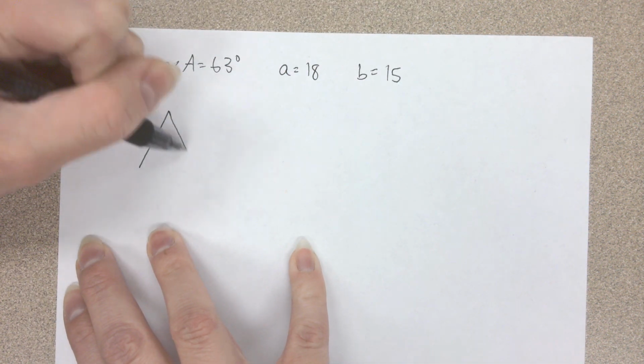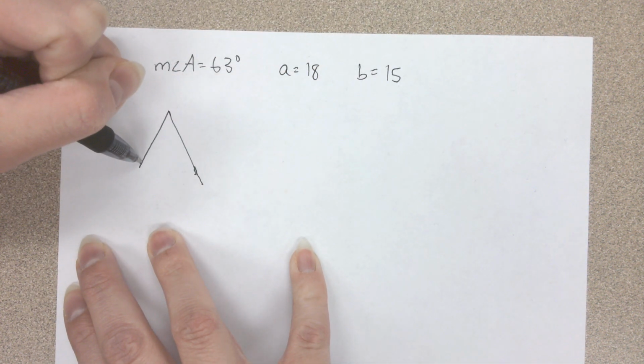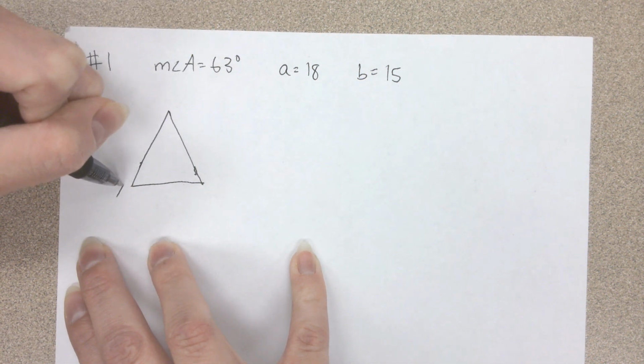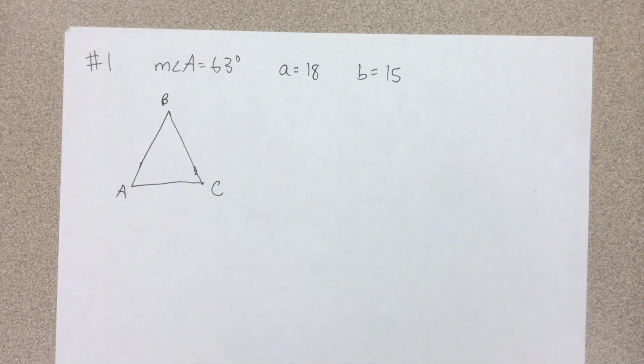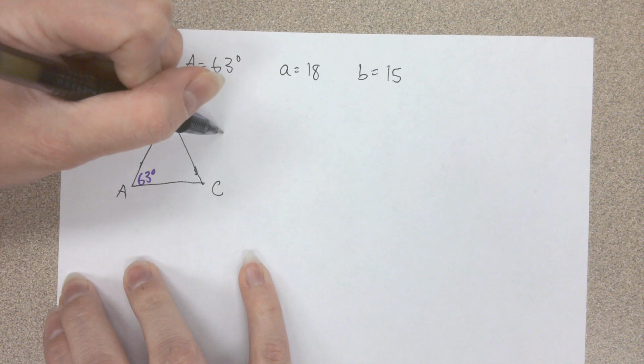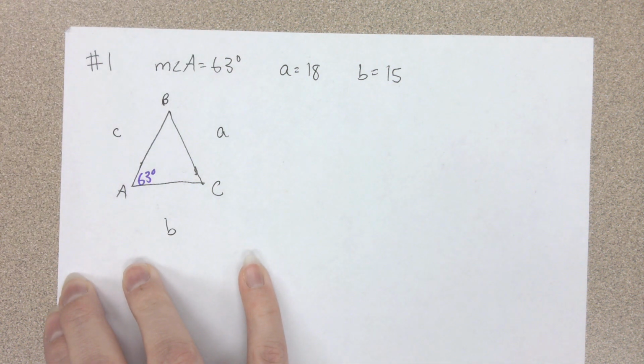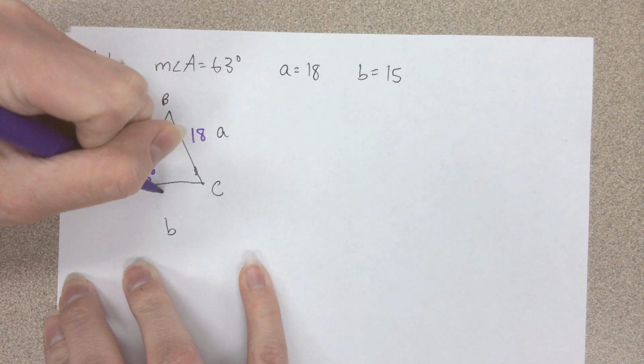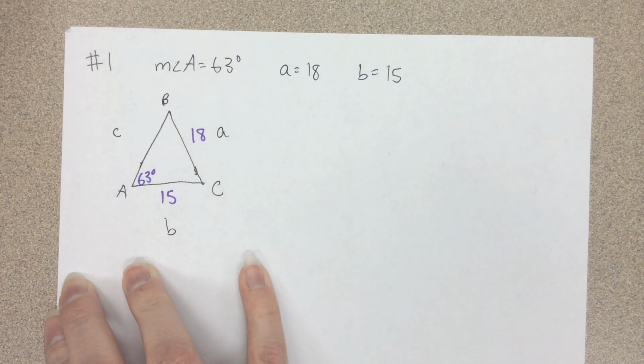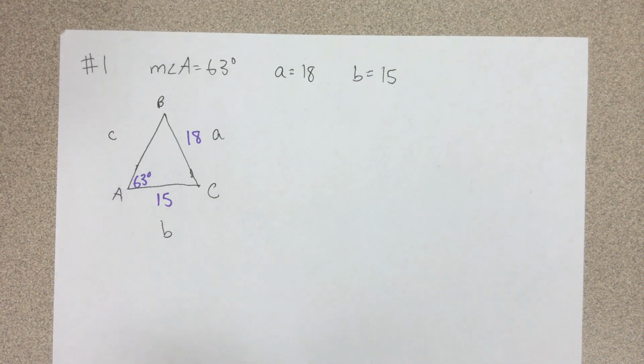So first off, I'll just draw my triangle, see what we're working with here. And we have A, B, C. A is 63 degrees. Oh, and I forgot to label the sides. a, b, c. Side a is 18, side b is 15, side c we don't know. So these are the 3 givens. Before we do anything, we want to identify what type of triangle we have, because depending on the type, that affects how we approach solving.